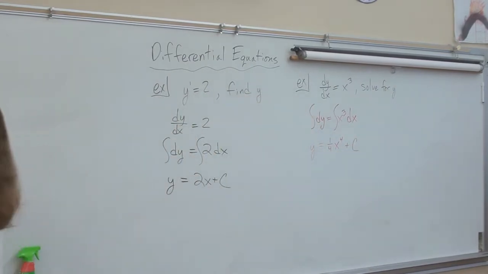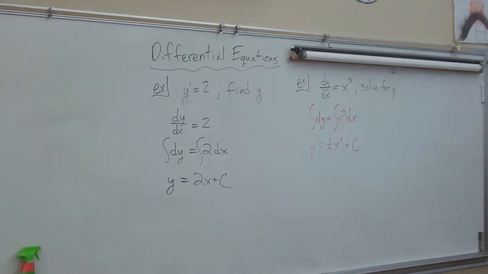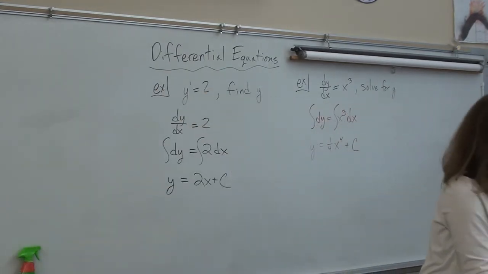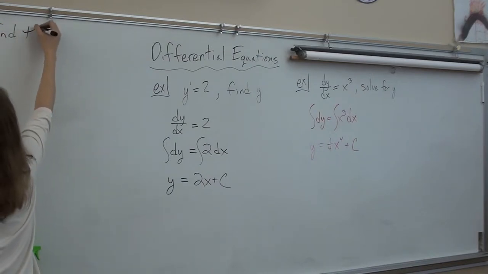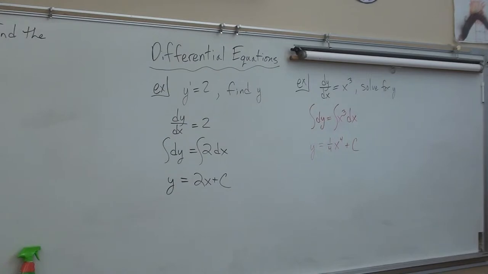Anyway, alright, back to the example. Alright, suppose y prime equals 3x minus 4. Find the general solution for y.